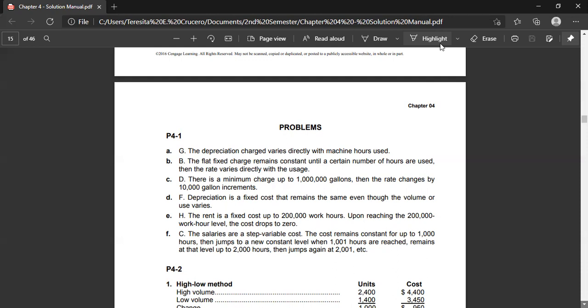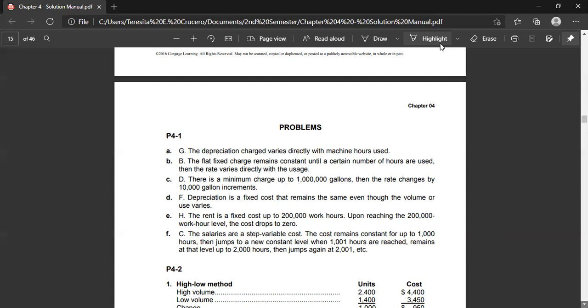The depreciation charge varies directly with machine hours used. So in other words, the depreciation in letter A is a variable cost because it will increase as the number of machine hours increases. So we now go to letter B, electricity bill, flat fixed charge plus variable cost after a certain number of kilowatt hours are used. So the pair of this electricity bill is capital letter B.